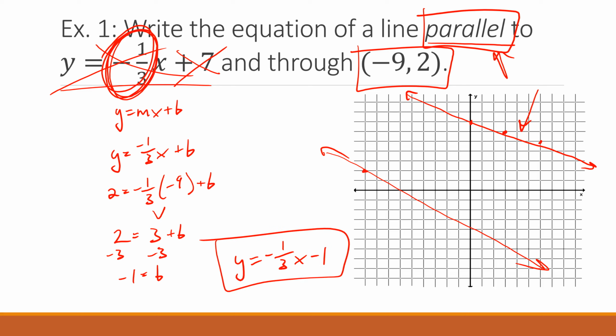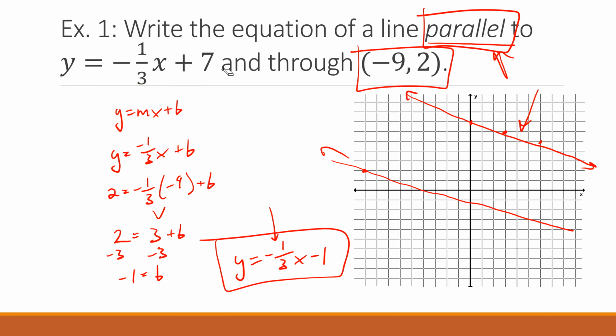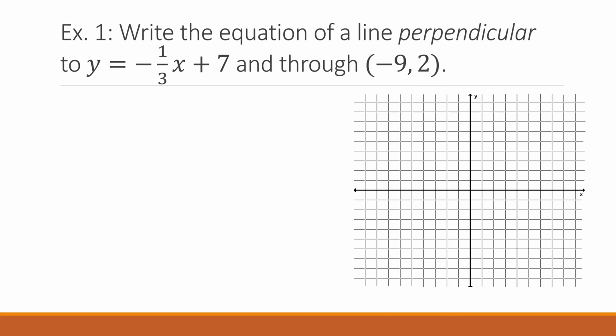And it looks like I sketched my line pretty badly. It should be a lot more like this if it's going to hit through -1. Anyway, the point is, let's talk about how we did that. To get the slope, I just took the slope from the old line because I'm trying to get a line parallel to it. Parallel lines have the same slope. The b I found by plugging in my point, -9, 2, and solving just like we're very used to doing with slope-intercept form. Let's do an example with perpendicular lines.